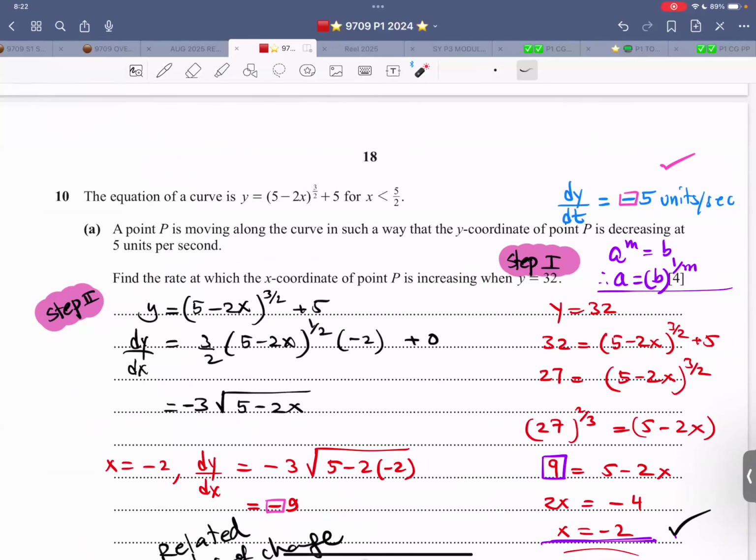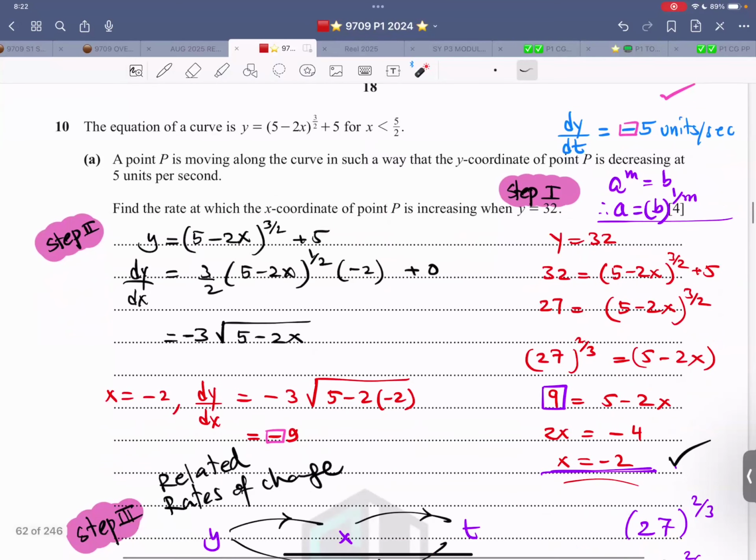Now, rates of change. Yes, it's good that we should be talking about rates of change also. Read the question first. It says the equation of a curve is this much. A point P is moving along the curve in such a way that the y coordinate of point P is decreasing at a rate of 5 units per second. So when they say increasing, you put a plus sign. When they say decreasing, you put a negative sign. Find the rate at which the x coordinate of point P is increasing when y is 32.